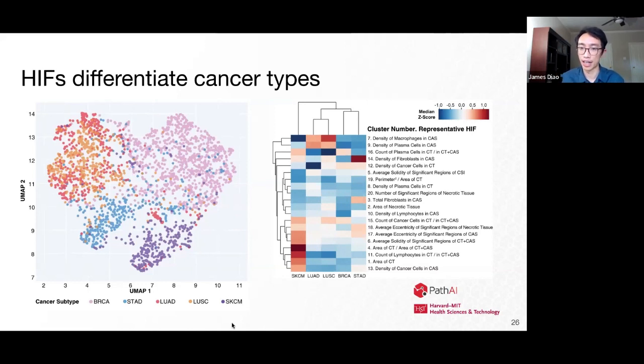In this case, you can see that, for example, skin cutaneous melanoma on the left tends to be enriched in a lot of the HIFs that are lower down on the list. The lung cancers tend to be enriched in the top 2, so macrophages and plasma cells and the cancer-associated stroma, and other features that you can use to help determine, at a very broad 60,000-foot view level, what kind of features typically help differentiate the different cancer types that we're looking at here.